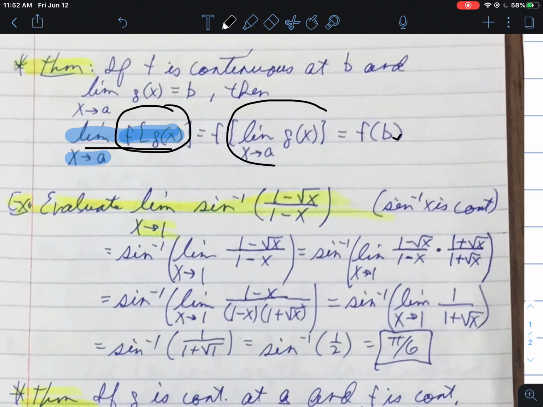Because maybe I can evaluate this limit, just the one involving the inner function. And if that limit exists, and I have a number that comes out of that which can be plugged into f, right? It happens to be in the domain of f, then I'll simply do that. I'll take the composition of f and that limit value.